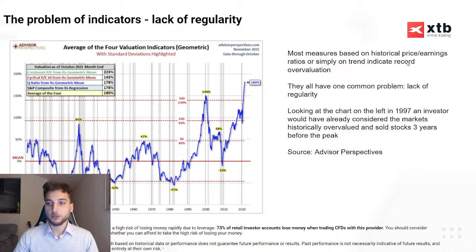Most measures based on historical price earnings ratios or simply on trend indicate record overvaluation. They all have one common problem, though, lack of regularity. Looking at the chart on the left, in 1997, an investor would have already considered the markets historically overvalued and sold stocks 3 years before the peak.